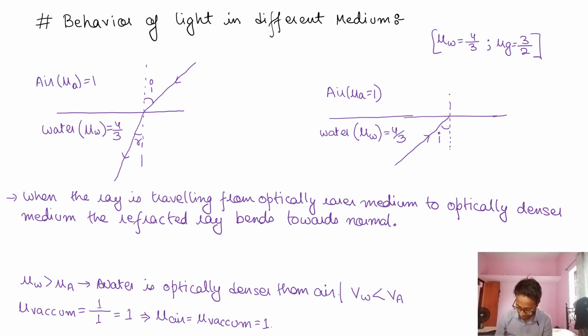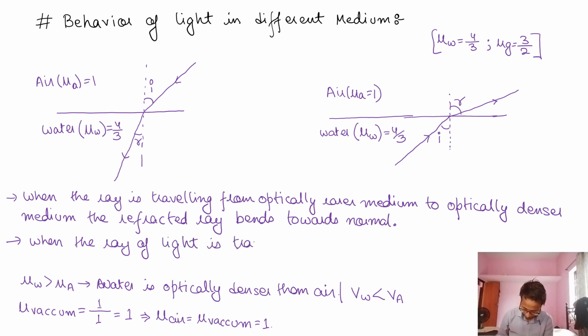When this ray of light enters air, it increases its speed. Okay, and while increasing its speed, it turns away from the normal. So speed of light in this medium is much greater than speed of light in this medium. Okay, so when the ray of light is traveling from optically denser medium to optically rarer medium.